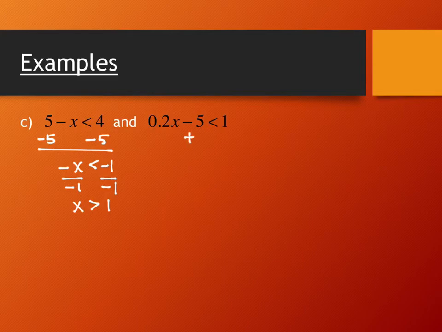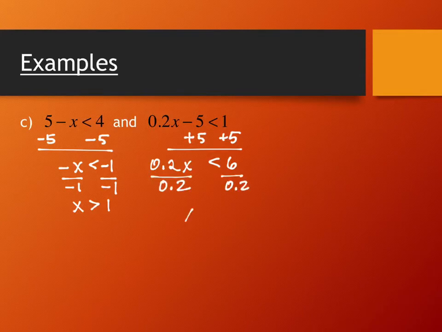Next one, we add our 5. All right, so 1 plus 5 is 6. And then we need to divide by the 0.2. What is 6 divided by 0.2? 30. Good. This is my other one.